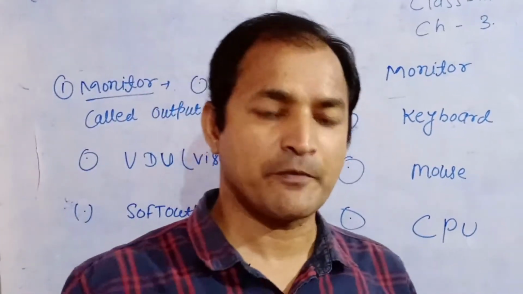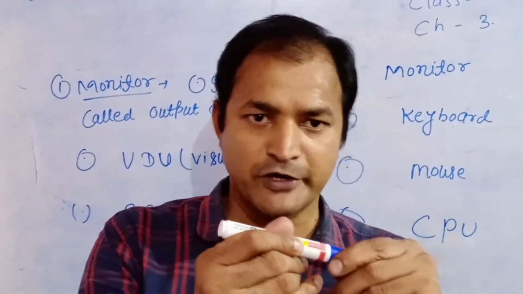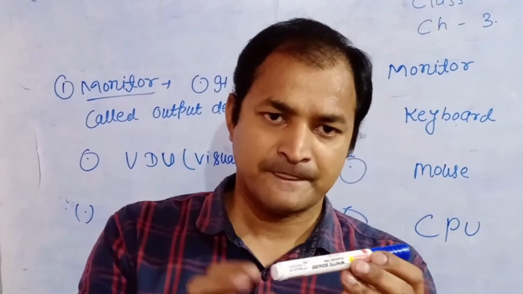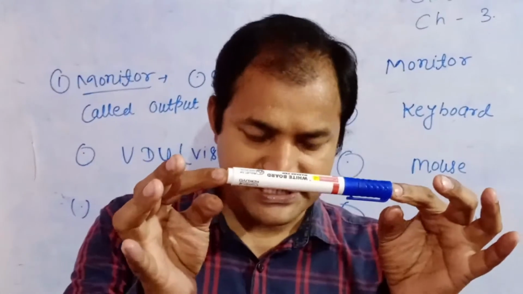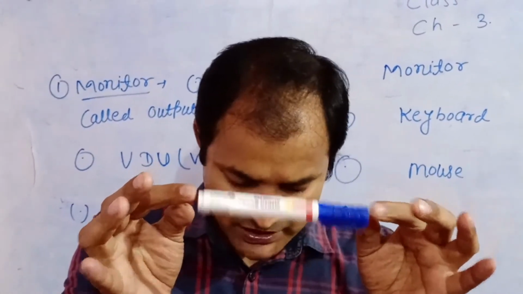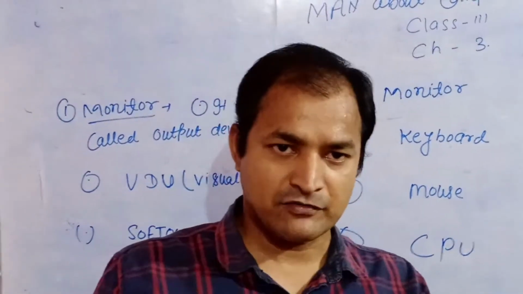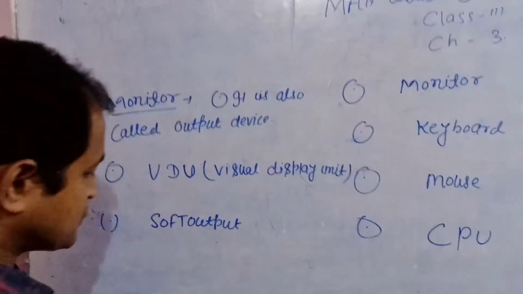Why is the monitor the soft output? Suppose this is the monitor, and this monitor I left, and it goes to the earth. This monitor is a breakdown. So this monitor is also called the soft output.